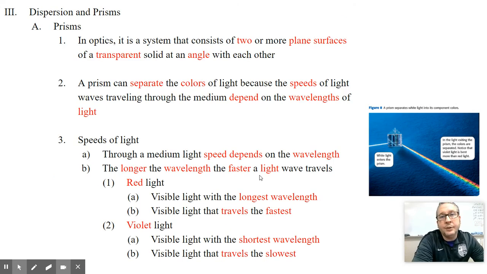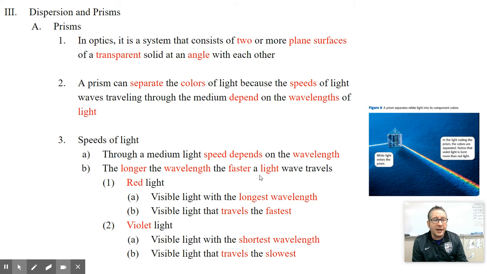So now we get into dispersion and prisms. And so I'm sure we've seen prisms quite a few times in our lifetimes. In optics, it is a system that consists of two or more plane surfaces of a transparent solid at an angle with each other. A prism can separate the colors of light because the speeds of light waves traveling through the medium depend on the wavelengths of the light.